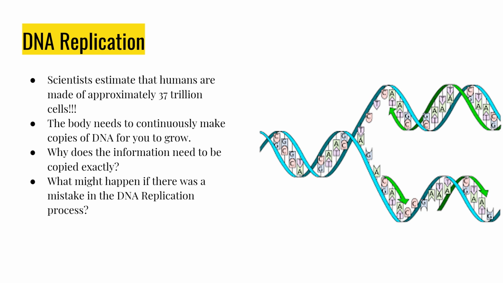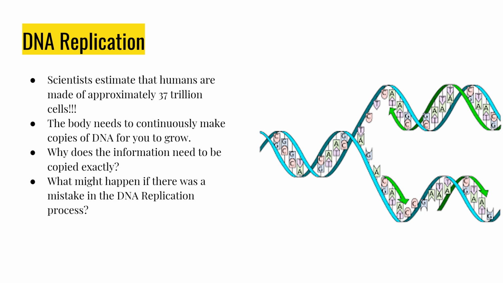DNA replication. Scientists estimate that humans are made of approximately 37 trillion cells. The body needs to continuously make copies of DNA for you to grow. Why does the information need to be copied exactly? What might happen if there was a mistake in the DNA replication process?